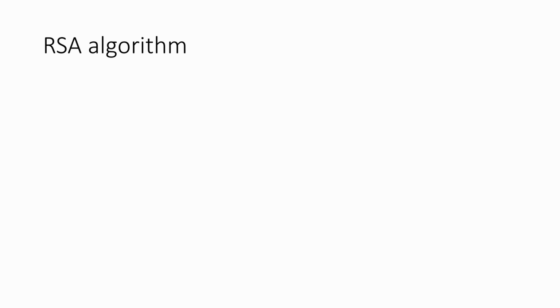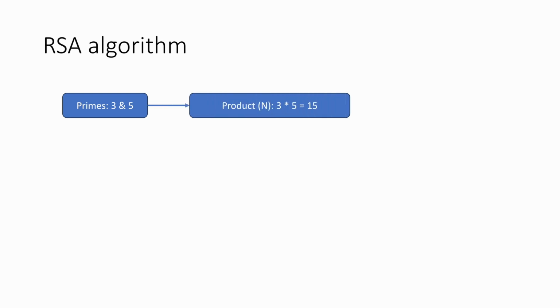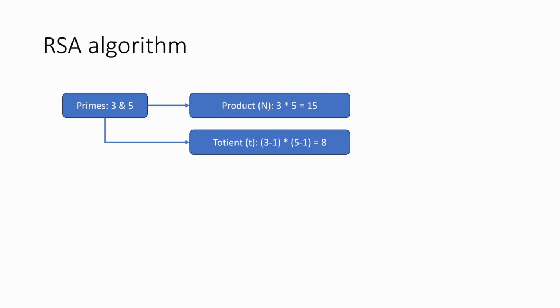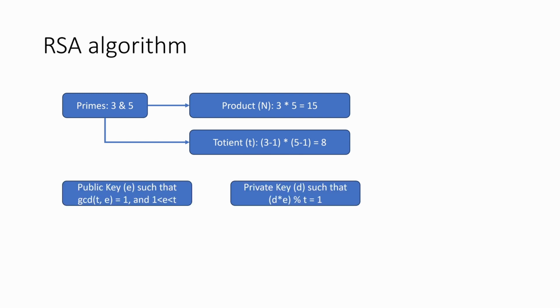Let's understand the RSA algorithm with an example. We select two prime numbers, say 3 and 5, and calculate the product of them. 3 times 5 equals 15. In addition, we calculate what is called a totient, which is (3 minus 1) times (5 minus 1) equals 8. Next, we determine the private and the public key pair as shown in this figure. In this example, they both turn out to be 3.